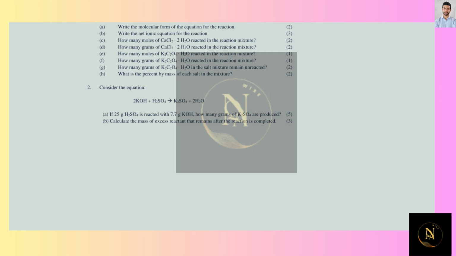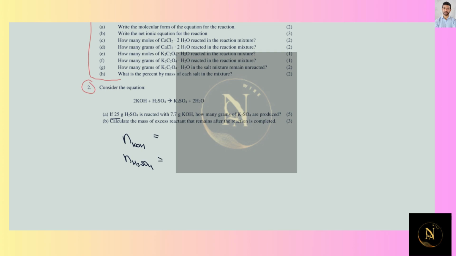Here we're going to have the following two questions. On a previous video, we already did all of part one, so now I'm going to focus on question two. In this case, we're going to have 25 grams of sulfuric acid that is reacted with 7.7 grams. So with this, we want to know how many grams of potassium sulfate is going to be produced. In order to do that, we need to know the amount of mole of potassium hydroxide and the amount of mole of sulfuric acid that we had on the reaction.